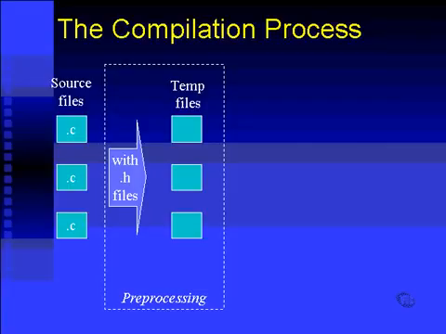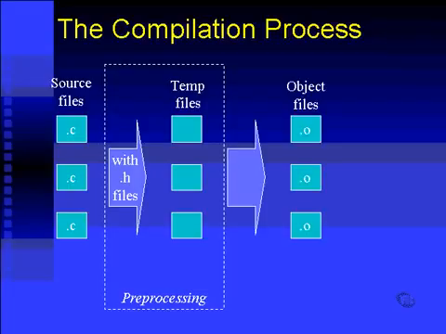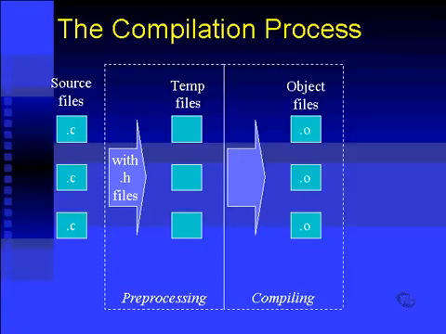Next, those temporary files are then compiled, and you end up with object files. What is an object file? Well, it is, if you like, the machine code equivalent of the source file that you wrote. So in other words, you write something in a .c file. You write something that you can understand. The compiler then converts it into something that a computer can understand. In other words, machine code. That conversion process is known as compiling. So the second phase of this is the compilation phase, the true compilation phase.